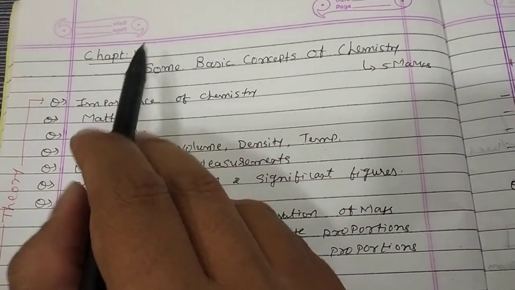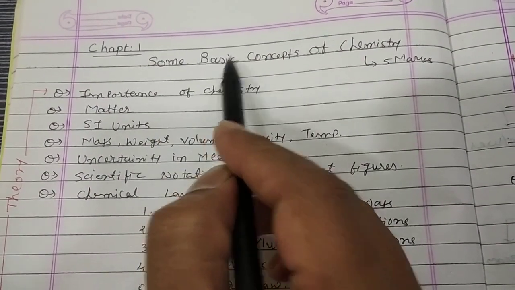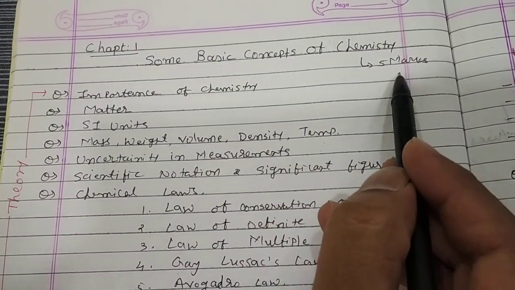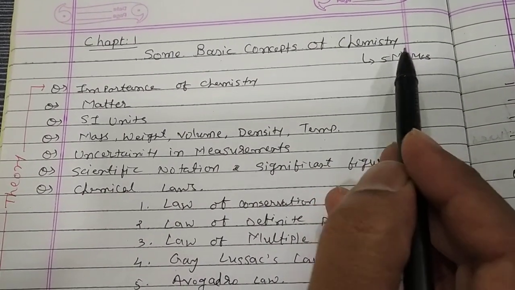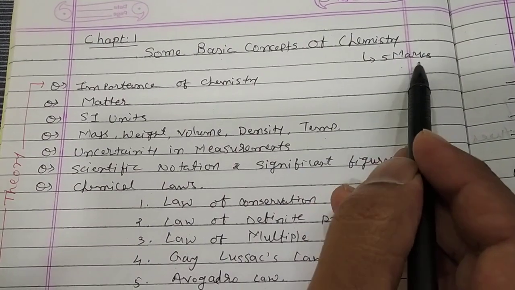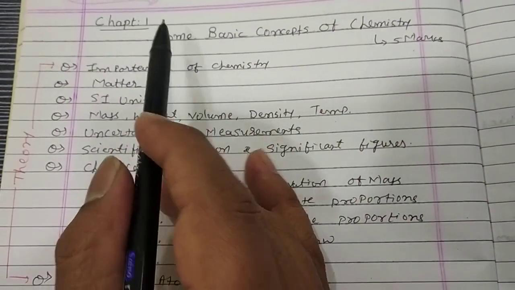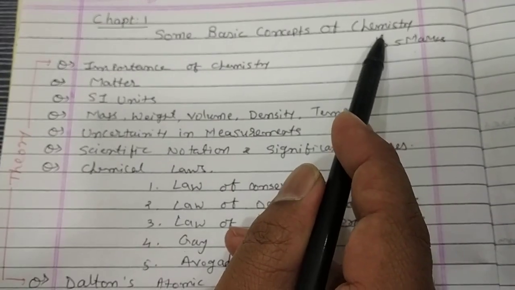Hi friends, today we'll start with chapter number 1. Title is Some Basic Concept of Chemistry. In the final examination, this chapter has 5 marks. In routine unit tests, first test and prelim, these marks may vary from school to school. So first of all, let's crack the title, that is Some Basic Concept of Chemistry.